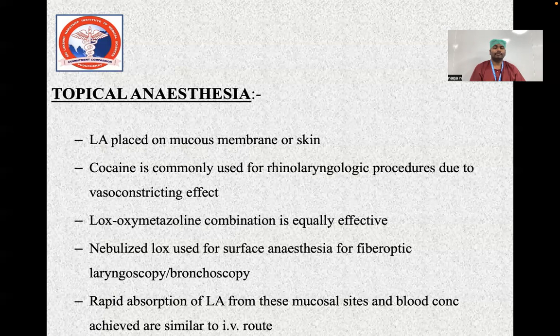Topical anesthesia, we will see on topical anesthesia. Local anesthesia placed on mucous membrane or skin. Cocaine is most commonly used for rhinolaryngoscopic procedures due to its vasoconstricting effect. Lignocaine-oxymetazoline combination is equally effective. Nebulized lignocaine is used for surface analgesia for fiber optic laryngoscopy and bronchoscopy. Rapid absorption of local anesthetic from these mucosal sites occurs, and blood concentrations achieved are similar to the IV route.